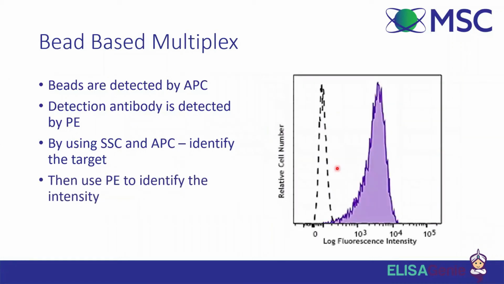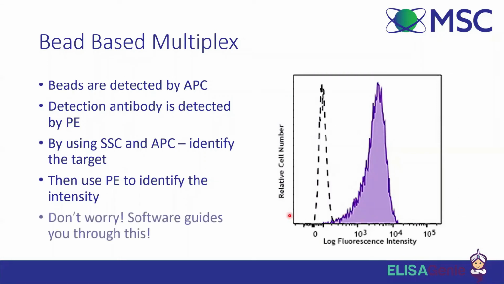And then from that, when you have that sample of beads that you've isolated, you can then use PE to identify the intensity. So this is just a relative number of using PE, and then the intensity can tell you how much protein is identified within the well. Don't worry about this too much though, because all of these companies provide software guides that guide you through this.